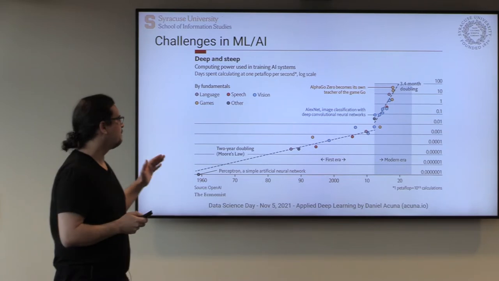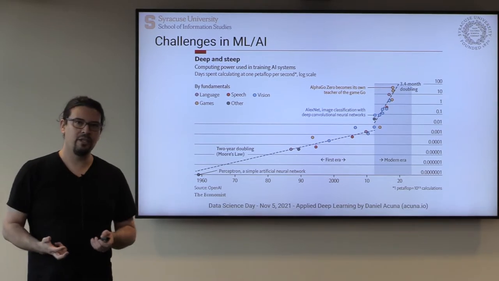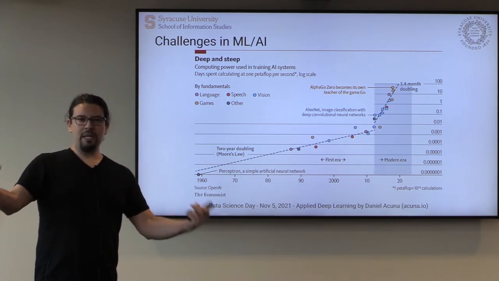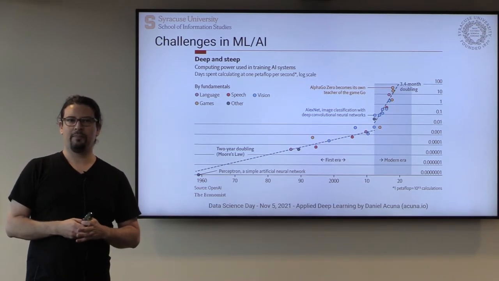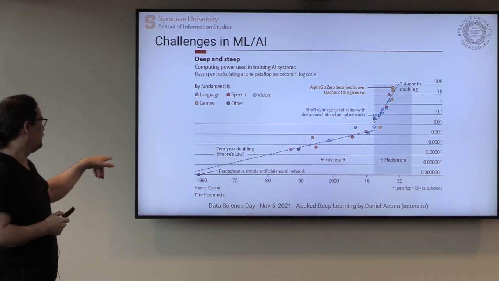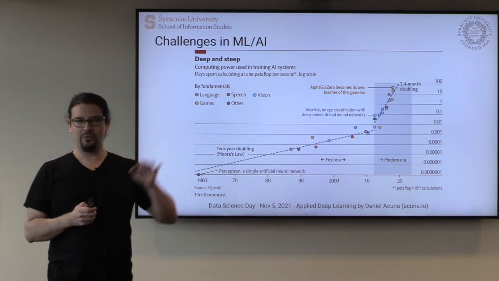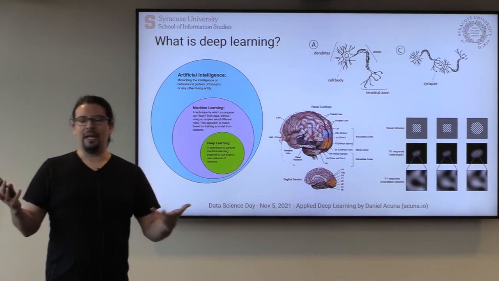But basically, now for your organization to take advantage of these kinds of models, you need much bigger and more complicated models, more data, more computational power. So I suggest that you look at this Economist article from OpenAI that goes through this idea. Next slide, please. So okay, what is deep learning?